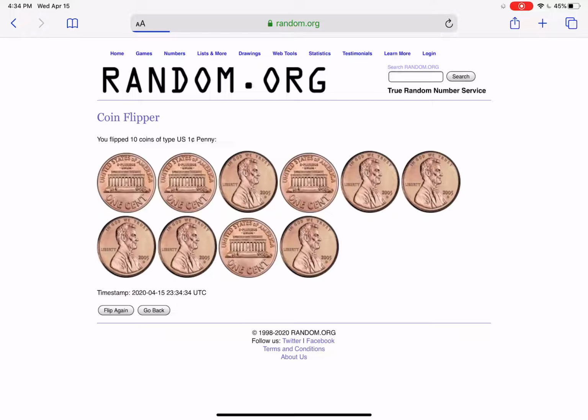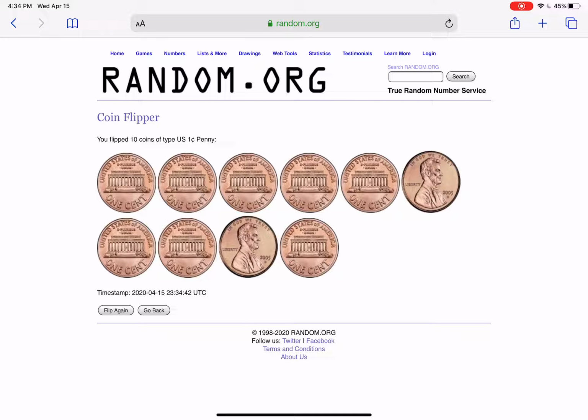If I flip again, now I got 2 heads and then 8 tails. So now that's a 20-80 split. So as you can see in these experiments, the probabilities change a lot. These experimental probabilities are very different from the theoretical probabilities.